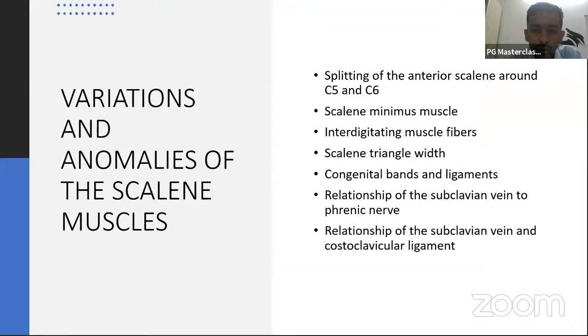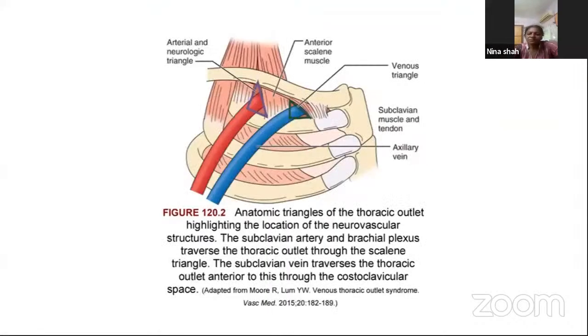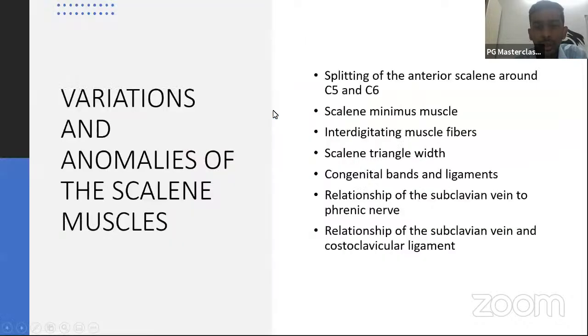Then there is the possibility of a scalenus minimus muscle, which actually is present and attaches just posterior to the scalenus anterior, and it is compressing around the subclavian artery. Then we have interdigitating muscle fibers through which the vascular or neurological structures could get compressed. The width of the scalene triangle could vary. A large width would not have any compressive symptoms, but a narrow scalene triangle would cause compressive symptoms.